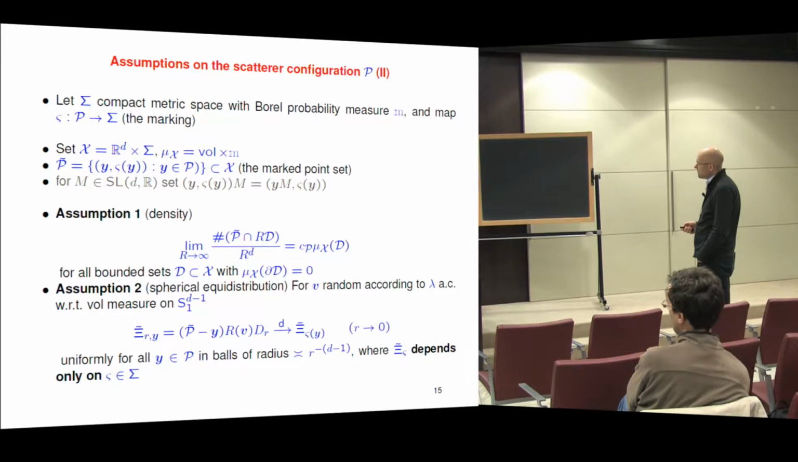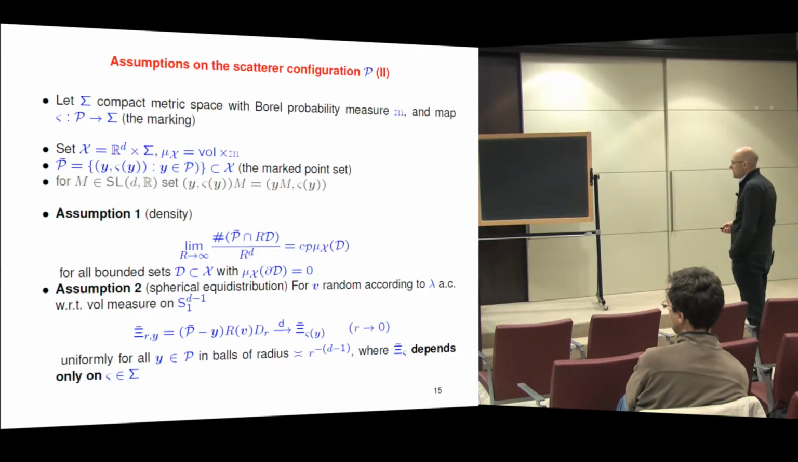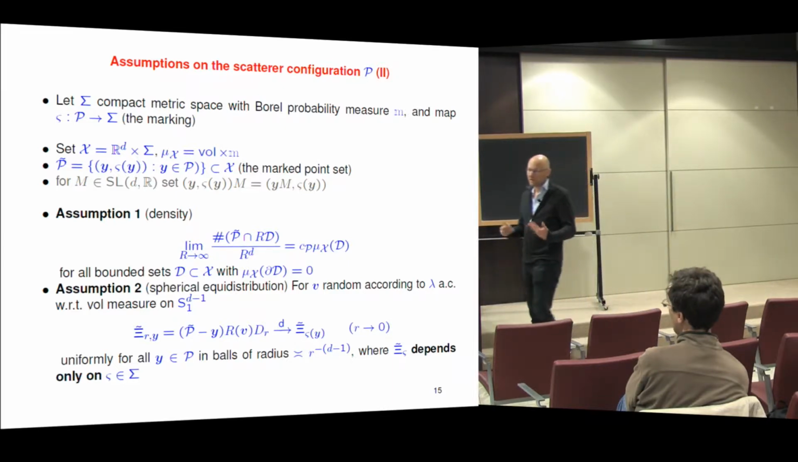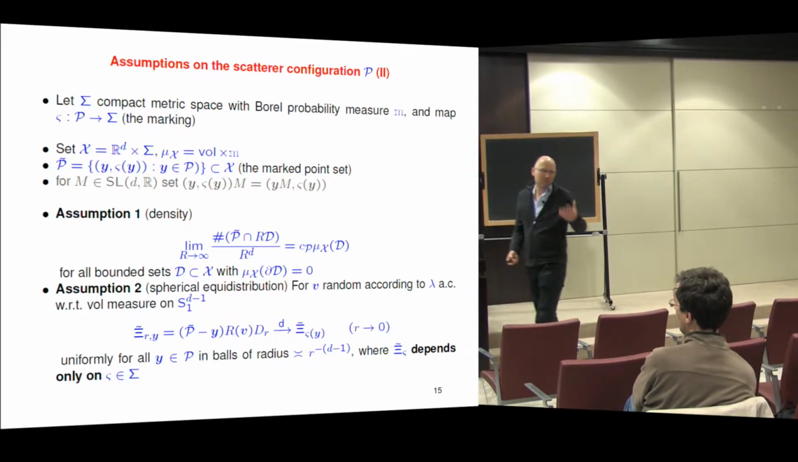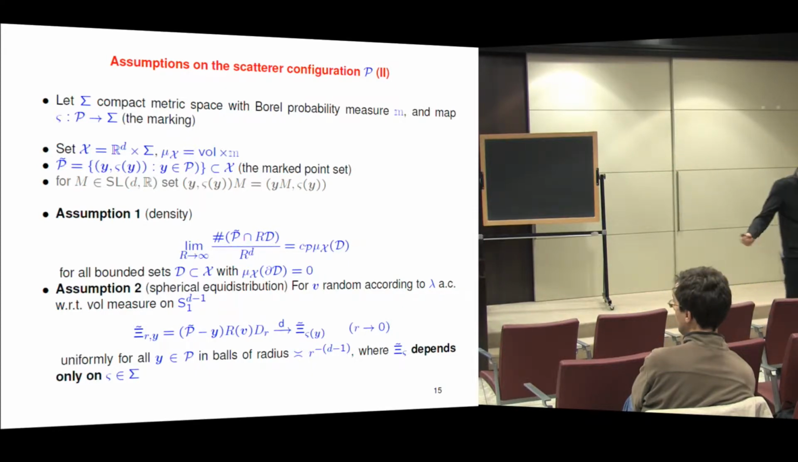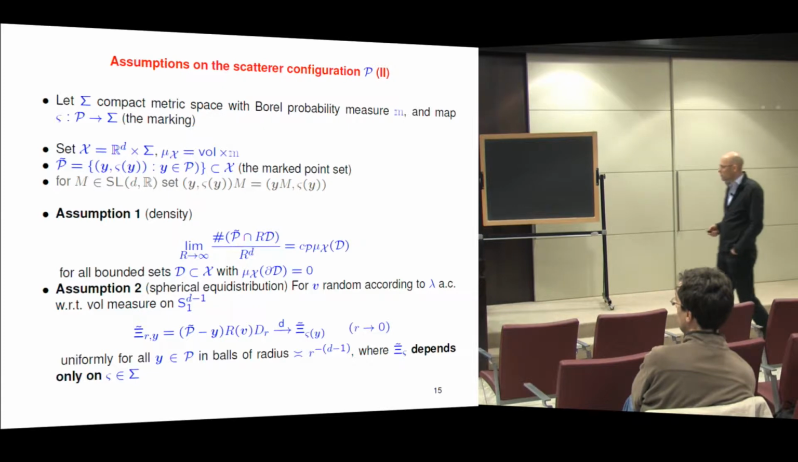So each point now has a mark. We define the action of SL_d(R) on this in the natural way, but just applying it to the R^d component. Now, the first assumption, that's an important assumption, is that somehow the marks are uniformly distributed on our scatterers. So if we look at a large ball of scatterers, we want that the proportion of marks that fall into a certain region in our mark space has the same distribution according to our measure M. So that's assumption number one.